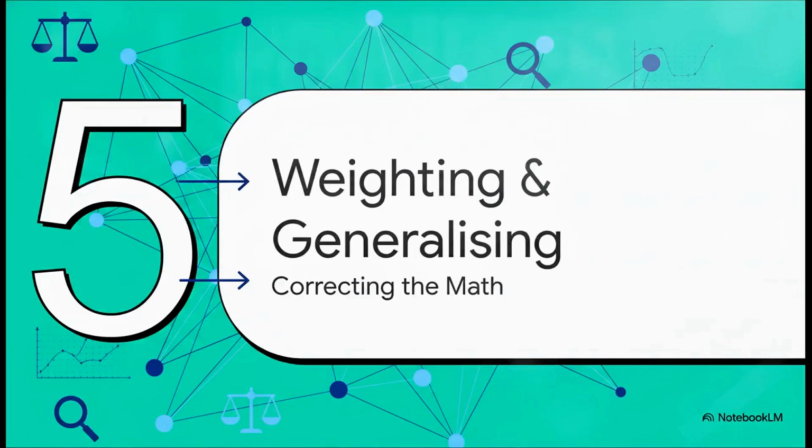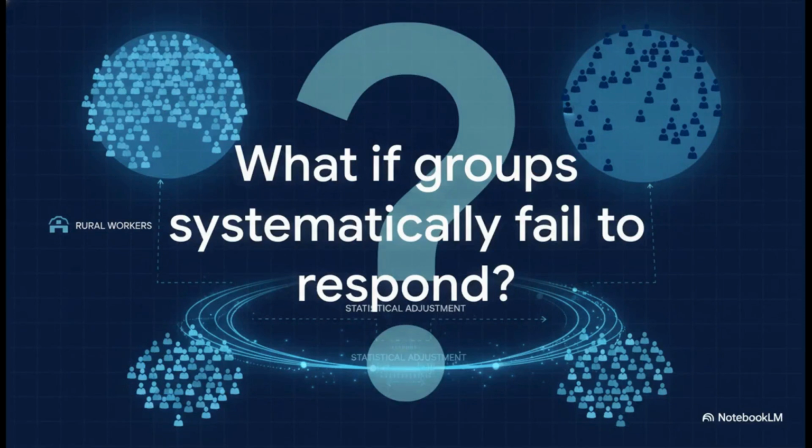Which brings us to Section 5, weighting and generalizability. This is all about correcting the math after the fact. Because the reality is, once your data is actually collected, the work still isn't done. Ask yourself this: even if you designed a perfect probability study, what happens when selection probabilities end up being unequal in the field? Or what if certain groups, like rural workers, systematically fail to respond to your survey? The crucial point is that suddenly your sample is misaligned with your population. You have to fix it, and you do that through statistical adjustment.